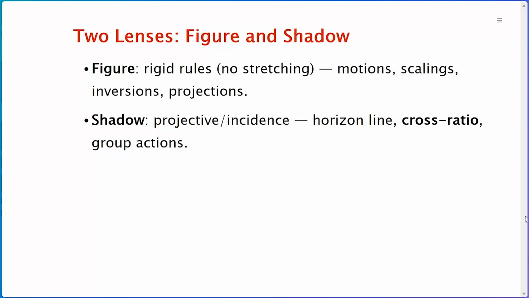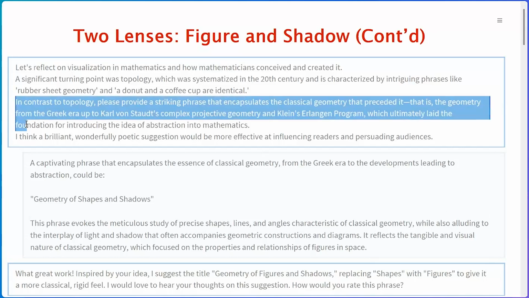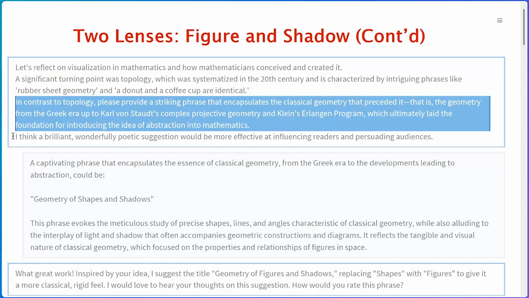Okay, I think this is an interesting point also for you. I asked this question: in contrast to topology, please provide a striking phrase that encapsulates the classical geometry that preceded it. That is the geometry from the Greek era up to von Staudt's complex projective geometry and Klein's Erlangen program, which ultimately lays the foundation for introducing the idea of abstraction into mathematics.